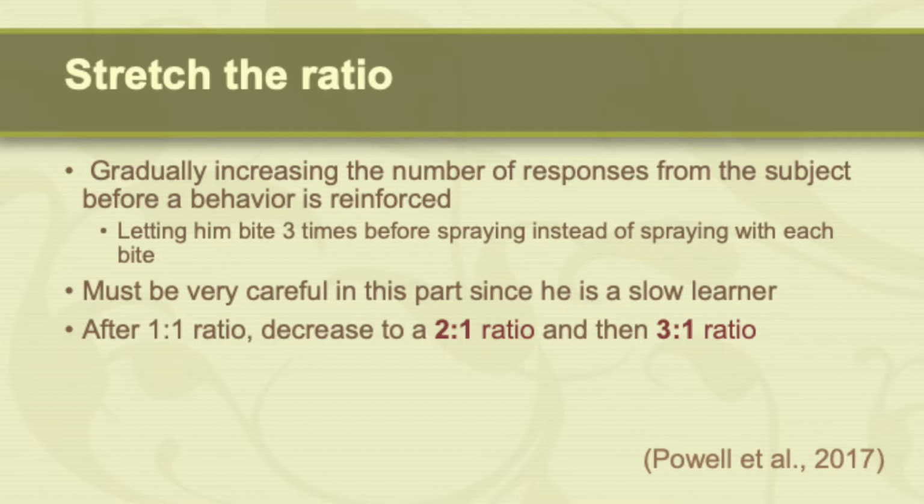So I have to be very, very careful with this part because he is a very slow learner. He's kind of a little dumb. I don't know how to put it nicely. I will have to make sure to go very gradually with this process. And so while I will be starting out with a continuous reinforcement schedule, I will eventually decrease to maybe a 2-to-1 ratio and then a 3-to-1 ratio before I can finally trust him and make sure he's not eating plants until he gets ill or nibbling on my cacti or anything.